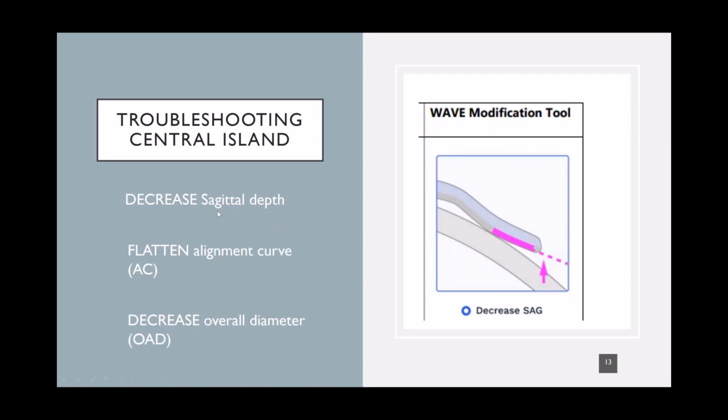Okay, so how do you troubleshoot a true central island where the apex of the cornea is actually elevated rather than being pushed down? What we need to do typically is just decrease the sagittal depth of that lens. And again, you go into those wave modification tools and you select that you want to decrease the sagittal depth of the alignment curve. And again, usually by at least 10, maybe 15 or even 20 microns.